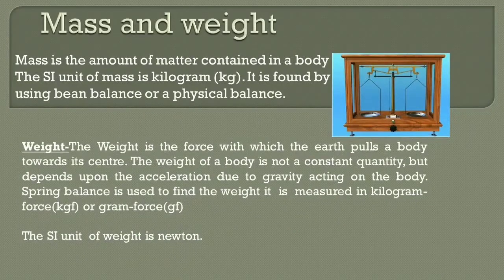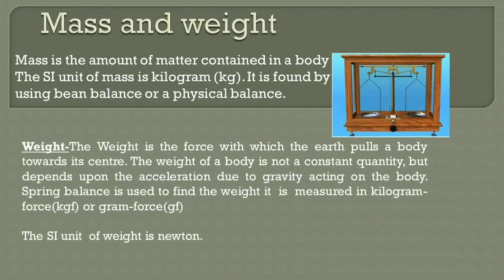So weight is the force with which the earth pulls a body towards its center. That means, as we know, the earth attracts all objects towards its center with a certain force, and this force of attraction depends on the mass of the body and the acceleration due to gravity, that is g, at that place. So the weight of a body is the force with which it is attracted towards the center of the earth. It is represented by the symbol W.